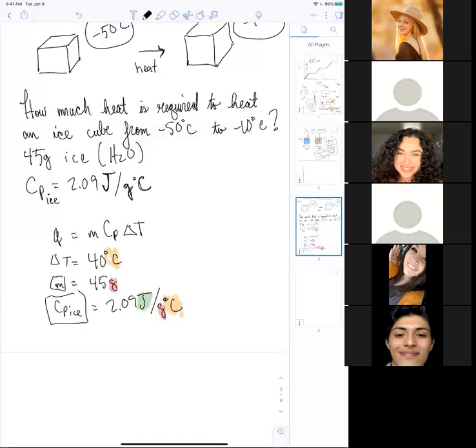So somebody asked, when we're assessing delta T, do we need to keep signs negative or positive for change? You should come out with a positive number for the change. I think the change should always be positive because it's the final minus the initial. Is that right? Minus 10, yeah.